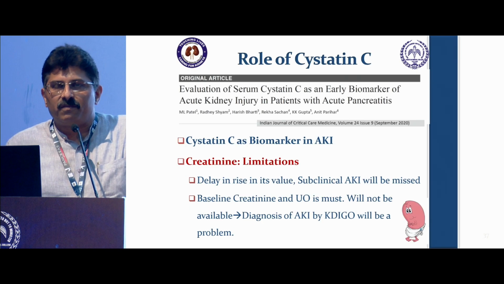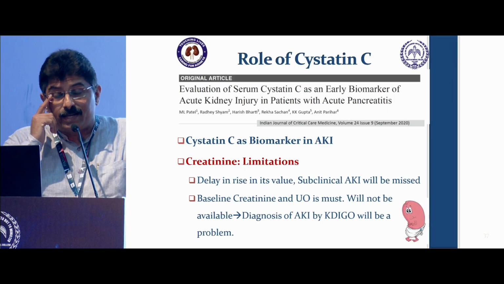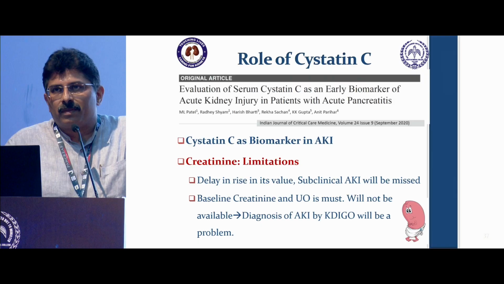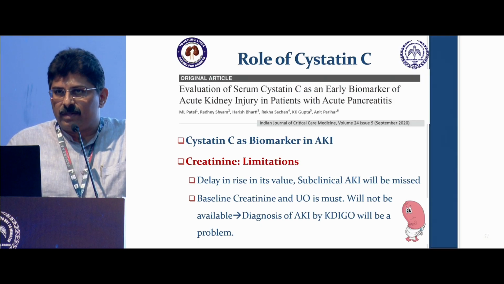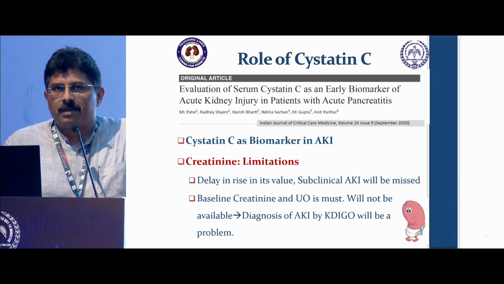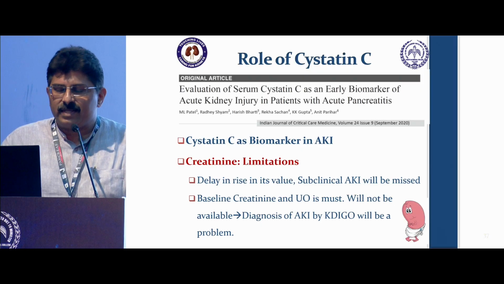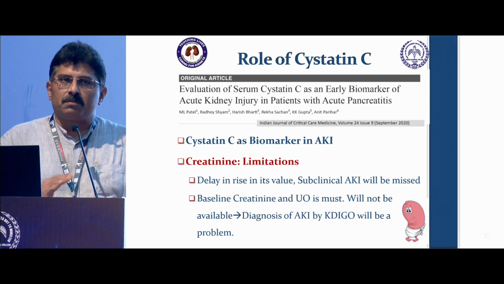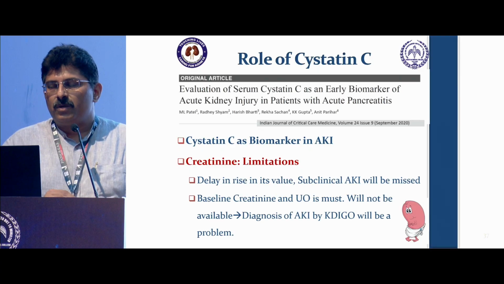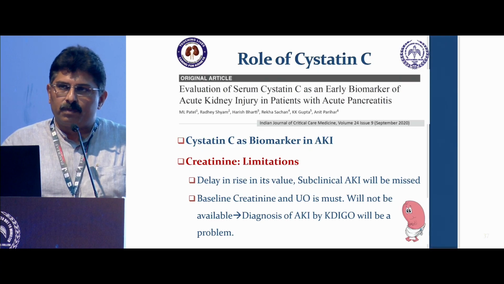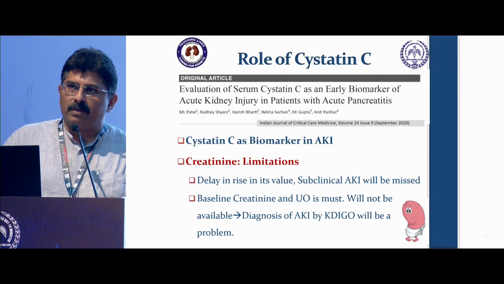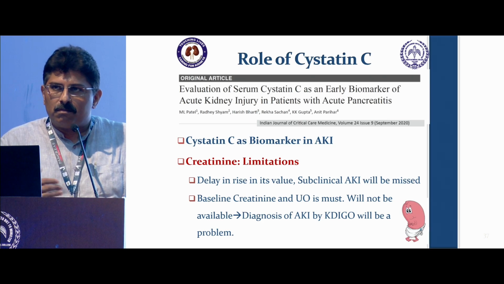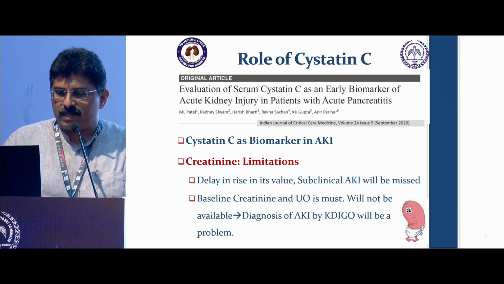I just want to give one slide on the role of cystatin C. Most of us do not use this marker, but it is available in most of our biochemistry labs. Try to use it. The reason is that cystatin C can be a biomarker. It rises before creatinine rises. You do not need to depend on the urine output, on the creatinine rise, or on your urine analysis to pick up cystatin C.